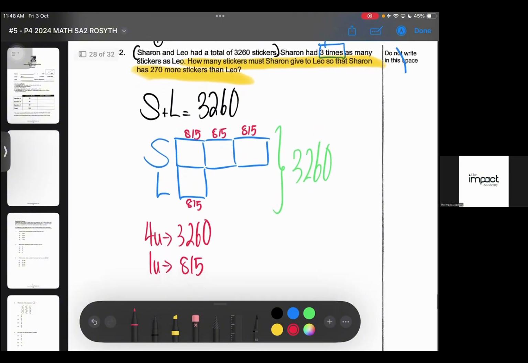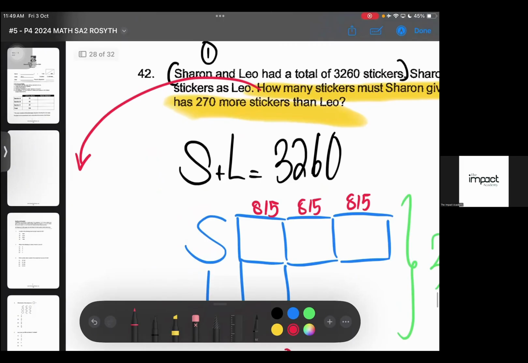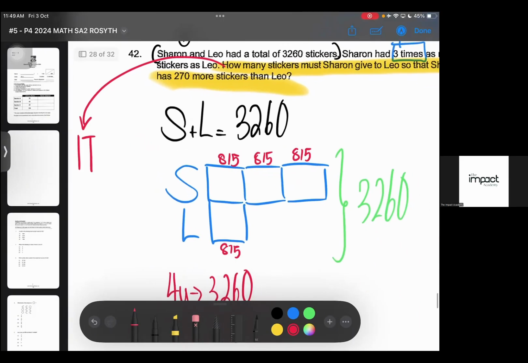Leo, what does this mean to you? Can you explain to me what this highlighted sentence means to you? Because what Sharon gives, exactly. So isn't this internal transfer? You get what I'm trying to say? Isn't this internal transfer? Agree or disagree? Right? Why is this internal transfer?